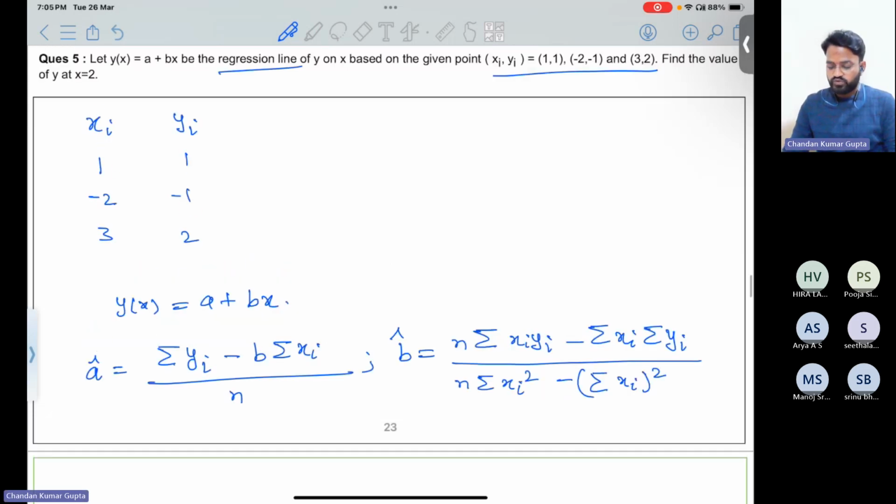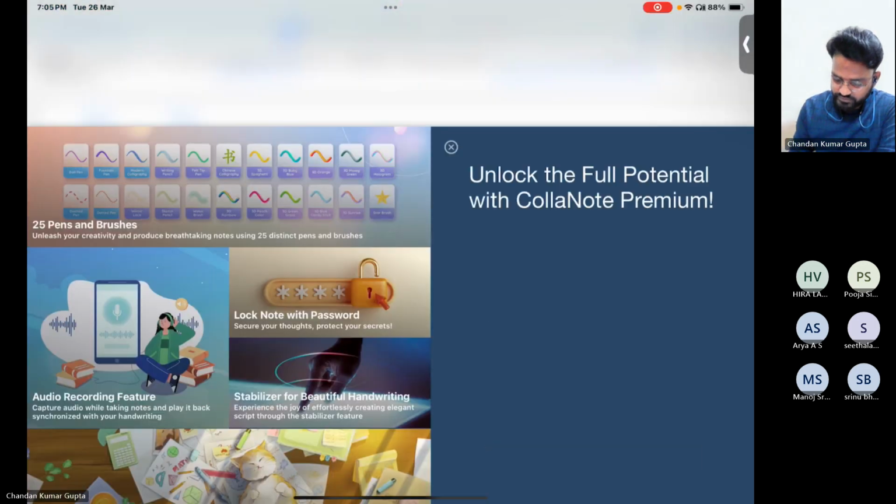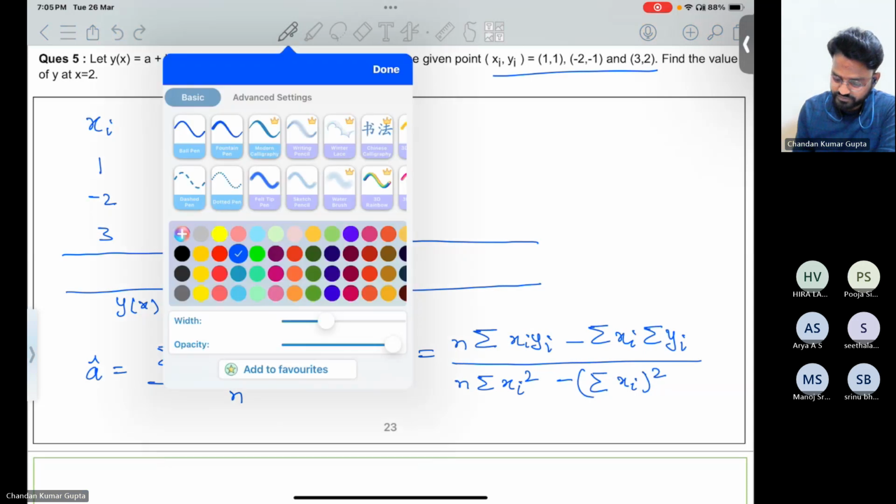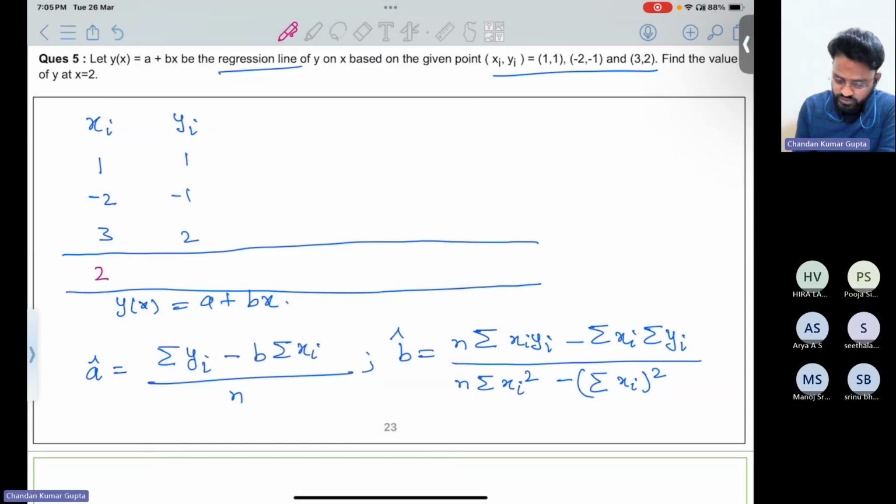So we need to calculate summation yi, summation xi. Summation xi equal to 4 minus 2, it's 2. Summation yi is 2. Summation xi yi is 1, 2, 6, it comes out to be 9. Summation xi square is 1, 4, 9, it is 14. Okay.